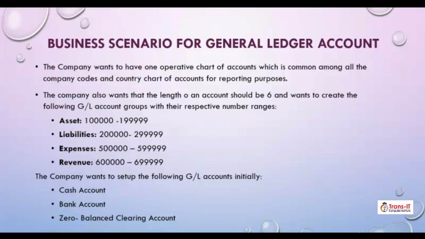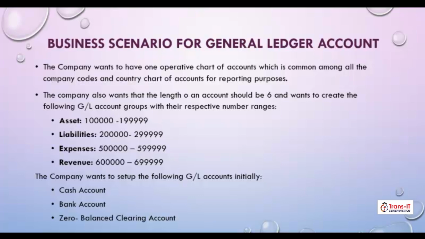For example, for assets 1 lakh to 1 lakh 99 and so on. Liabilities 2 lakh to 2 lakh 99 and so on. Expenses 5 lakh to 5 lakh 99 and so on. And for revenue 6 lakh to 6 lakh 99 and so on.